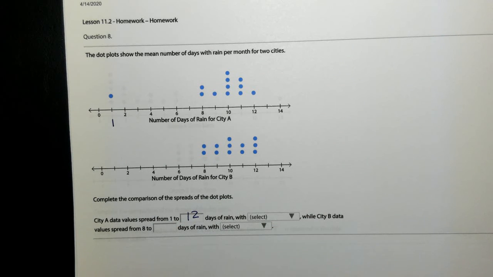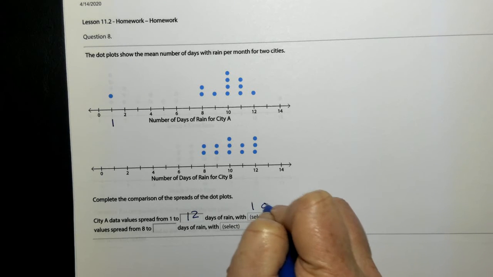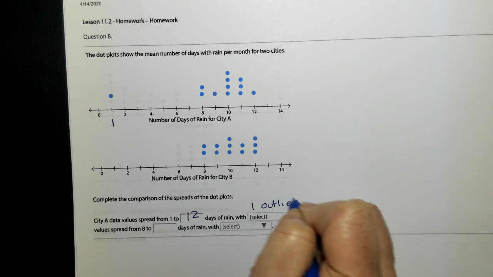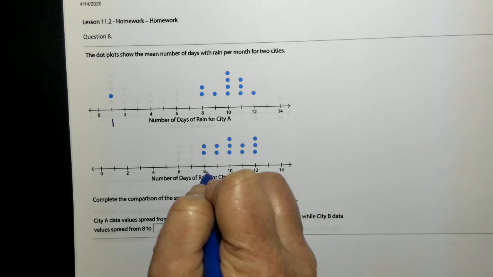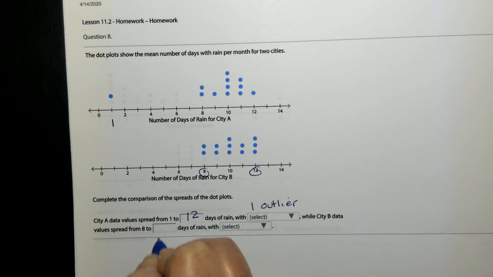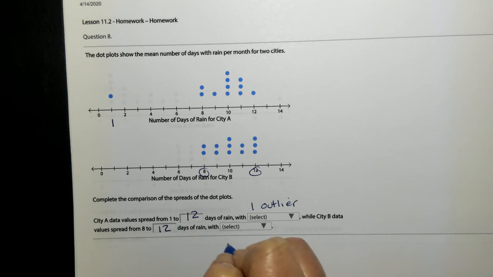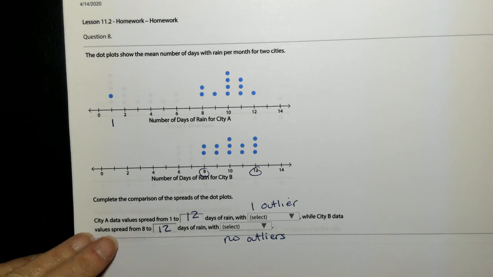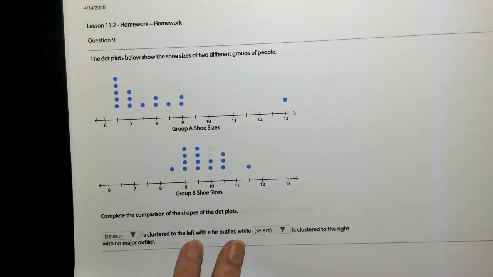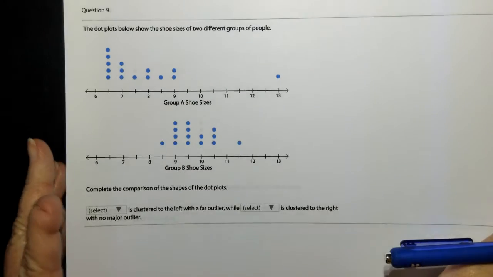City A data spreads from 1 down here to 12. The maximum is 12, with 1 outlier. Whereas City B goes from 8 to 12, and there are no outliers. Now, what is that going to do? What is the impact of an outlier on any kind of graph or data?